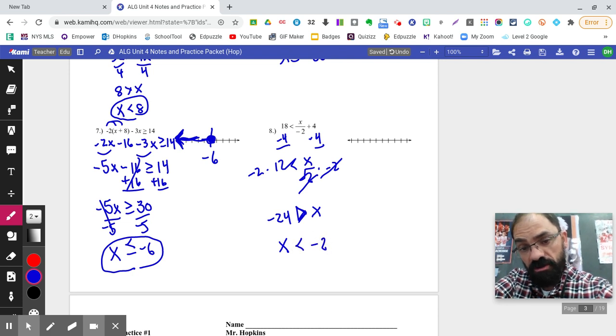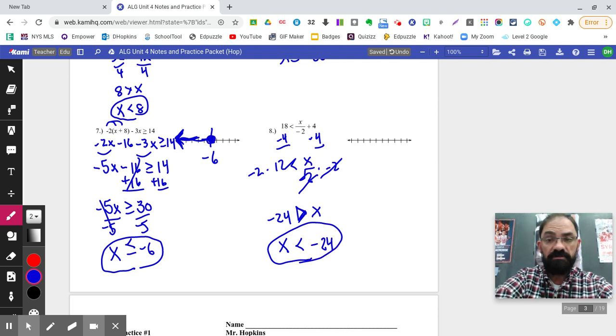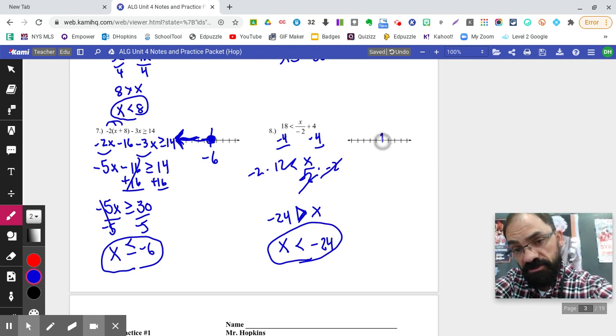I hope you could follow along with that. I realize the computer is freezing up. So we graph this. We have negative 24, open circle, shaded to the left.